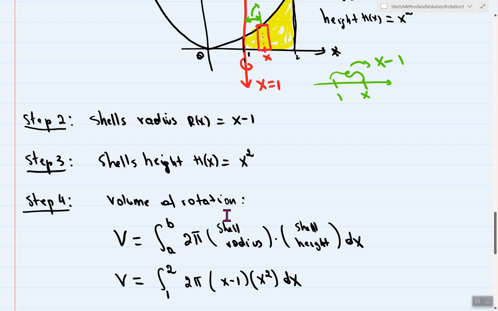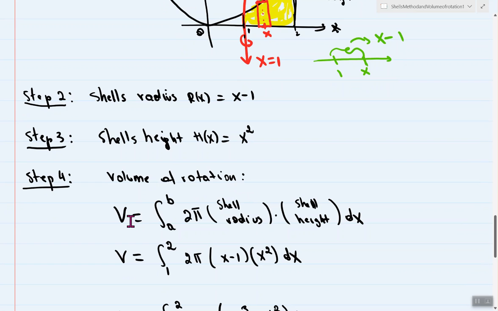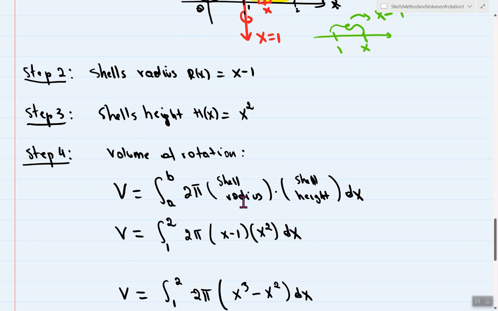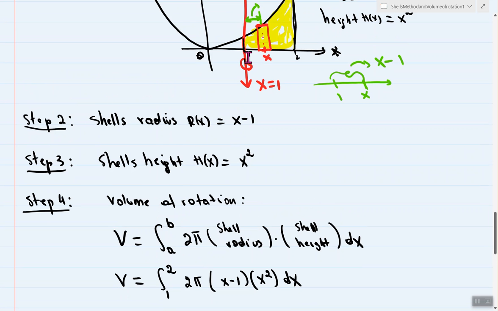How do you find the volume of rotation using the shell method? You integrate from a to b of 2 pi times the shell radius times the shell height, and then dx if the point you selected is x. This time the shell's radius is x minus 1 and the shell's height is x squared. So V is the integral from 1 to 2, because the region is bounded on the interval 1 to 2.